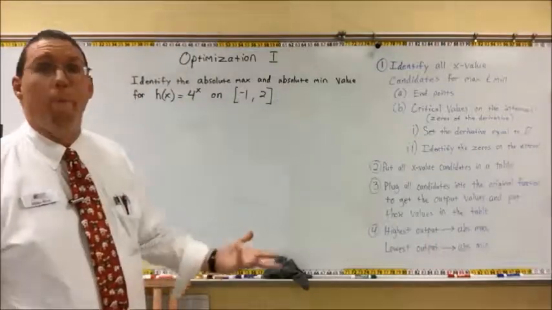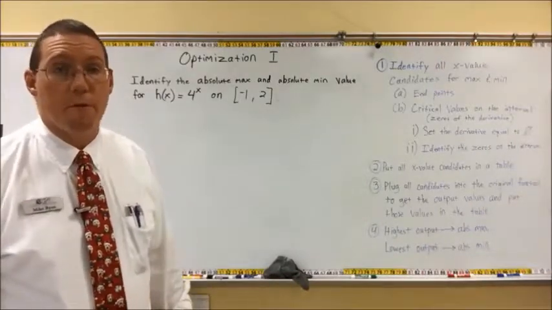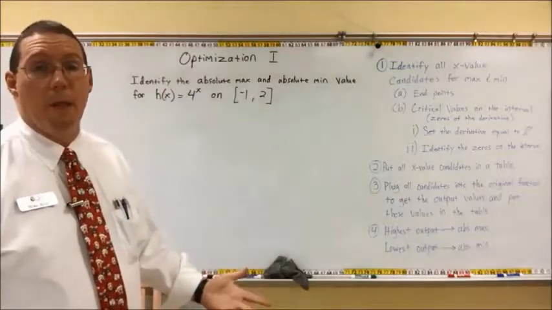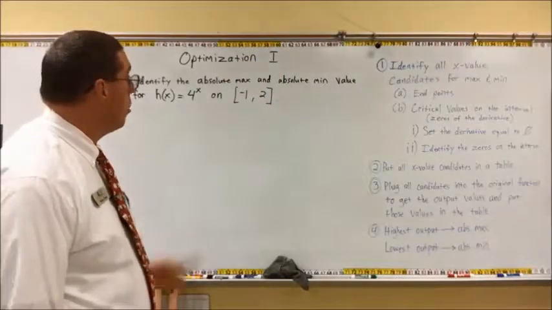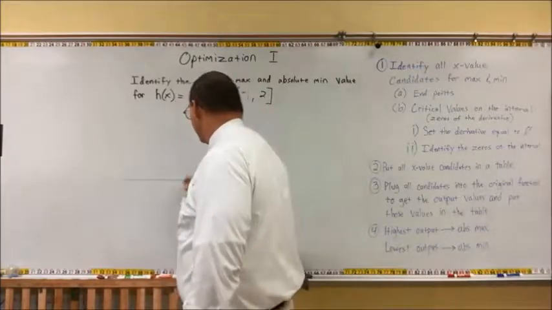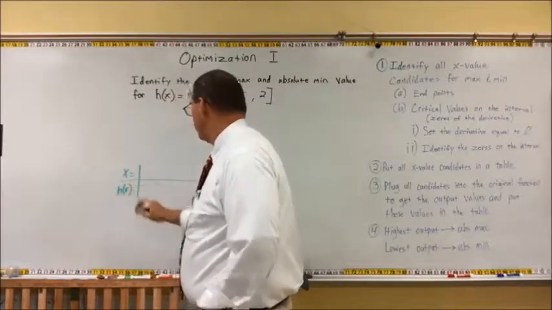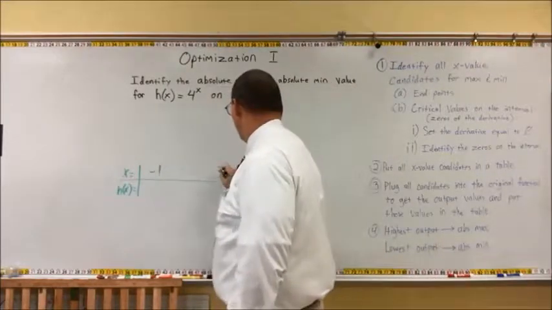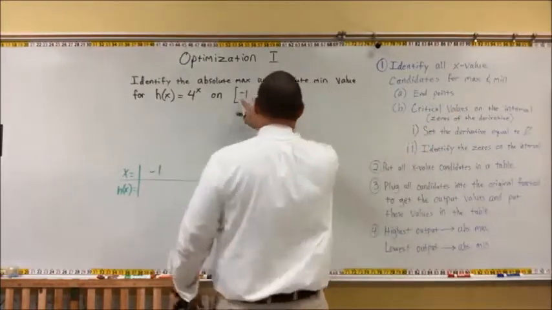All basic exponential functions are continuous from negative infinity to positive infinity. No asymptotes, no jumps, no holes. So that means that h of x is continuous. Therefore, we can apply the extreme value theorem. So we're going to go ahead here, identify all x value candidates. Well, we've got the endpoints. Let's start making our table. We're not going to need as long of a line here. So x is equal to, and then h of x is equal to down here. And our endpoints are -1 and 2. Now let's identify the critical values between -1 and 2.